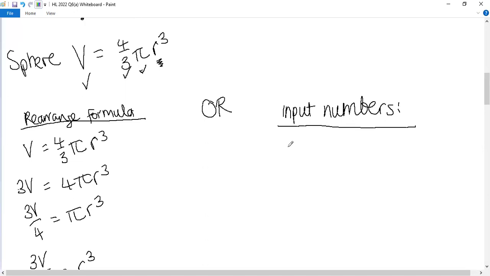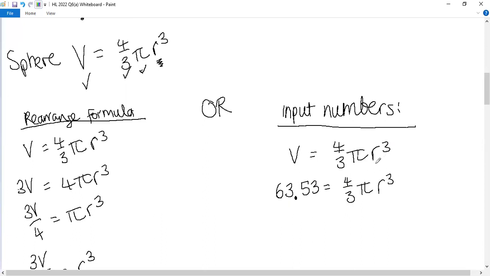That means that you start with the formula exactly as you're taking it out of the formula book from page 10, and you put in the numbers that you know. Okay, and you start working things out. So you just start in straight away. My volume is 63.53. I still have 4 over 3, that's just a number, and I have pi, and I have r cubed, which is still a mystery to me. We don't know what that r is yet.